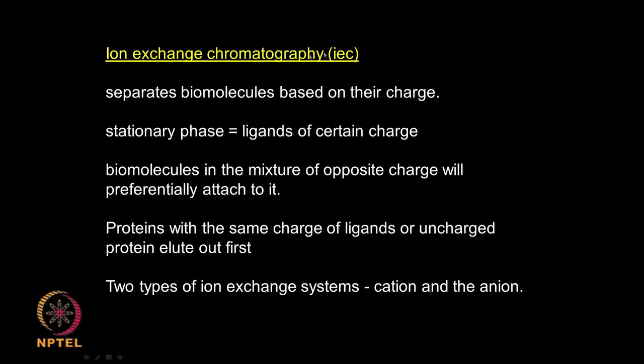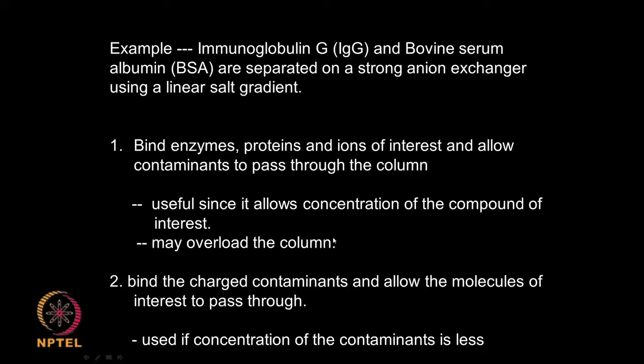This is ion exchange chromatography. It separates biomolecules based on the charge, stationary phase, ligands of certain charge. So, it is all based on charge. Biomolecules in the mixture of opposite charge will attach to it, whereas with the same charge it will pass through, obviously, right. So, we can have cation and anion. Immunoglobulin G and bovine serum albumin are separated on a strong anion exchanger using a linear salt gradient. So, bind enzymes, proteins and ions of interest and allow contaminants to pass through.